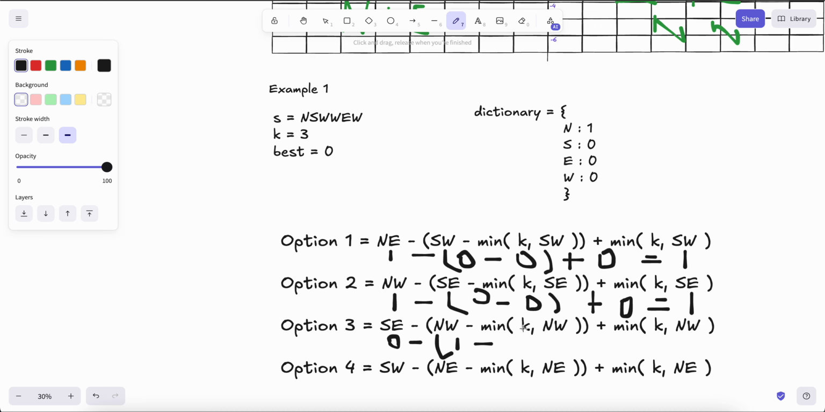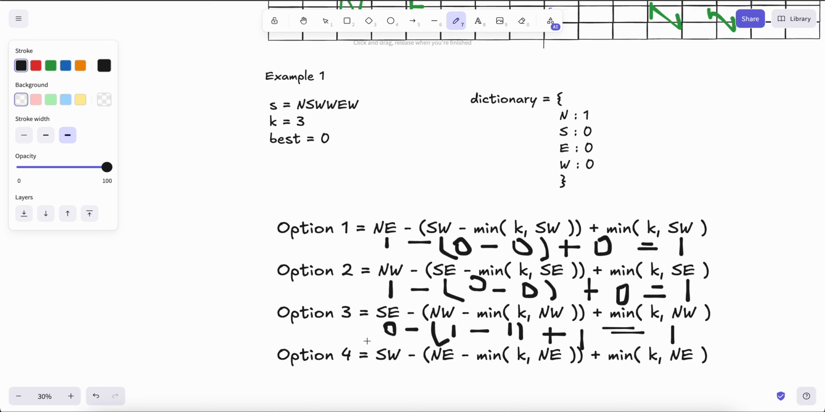Minus, what's the value of k? K is still 3, but now the value of NW is 1. So 1 minus 1 will be 0. But then the minimum value between k and NW, which is now the direction that you have changed, right? From NW to SE is actually 1. So what will happen is that option 3 will be 1.